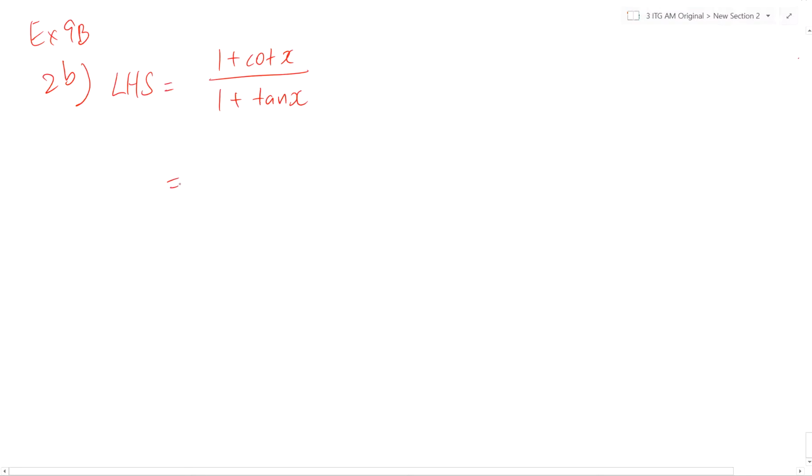Okay, what shall we do over here? I change cotangent to 1 over tangent. 1 plus 1 over 1 over tangent, over 1 plus tangent x. What can we do? The top part you make 1 into tangent x over tangent x, plus 1 over tangent x. So the numerator becomes tangent x plus 1 over tangent x.